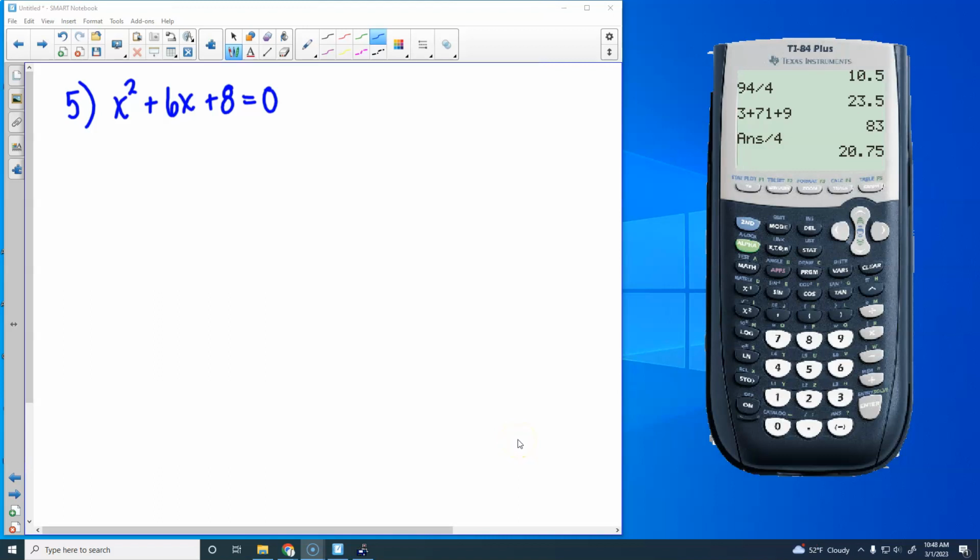Factoring is going to be the quickest way to solve that problem. So this one I picked because as I was looking through, I was like, oh yeah, that one will factor pretty easily. Parentheses right here.